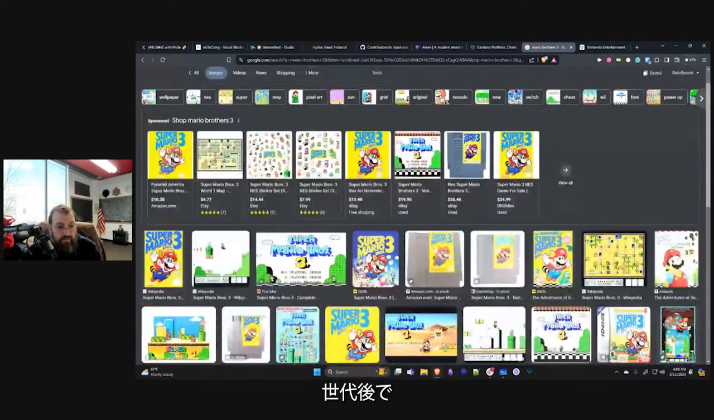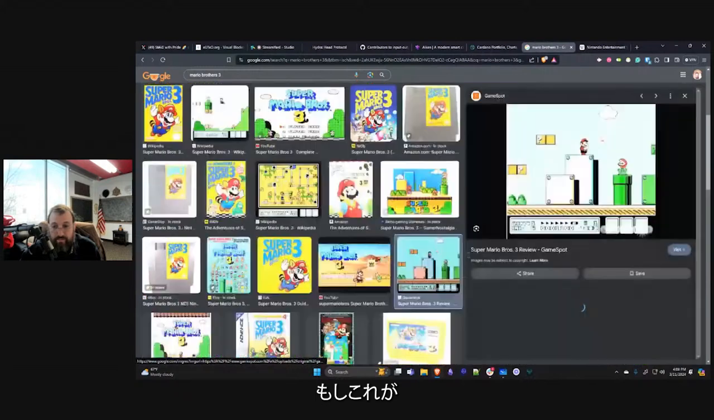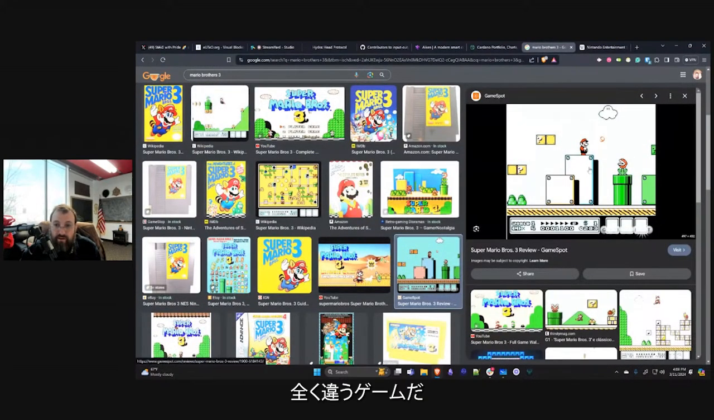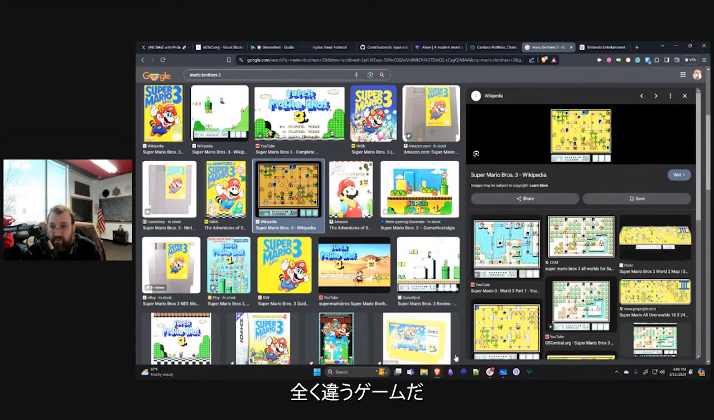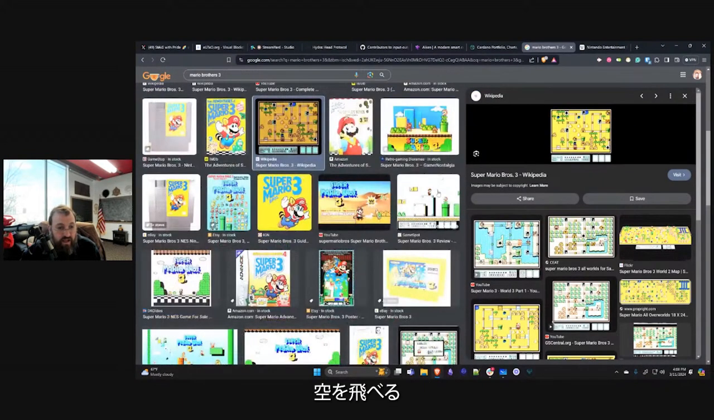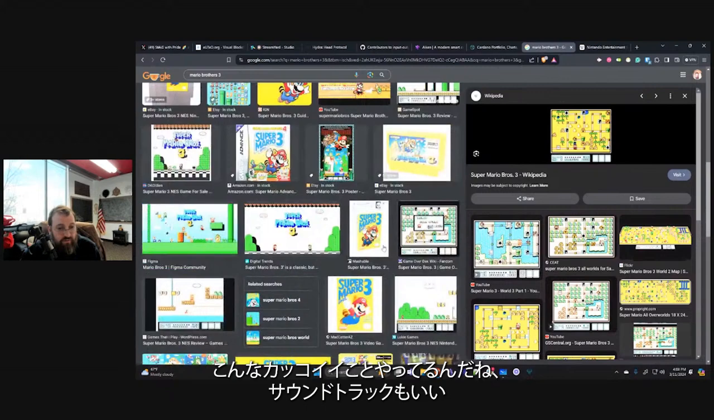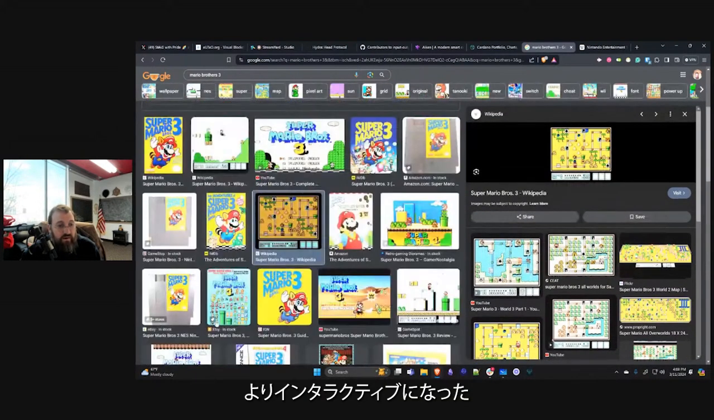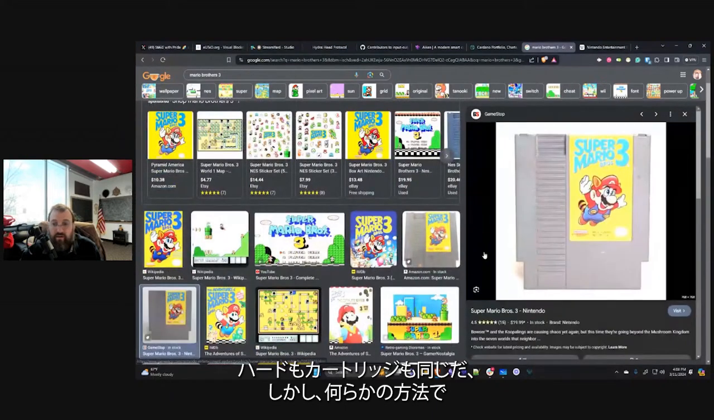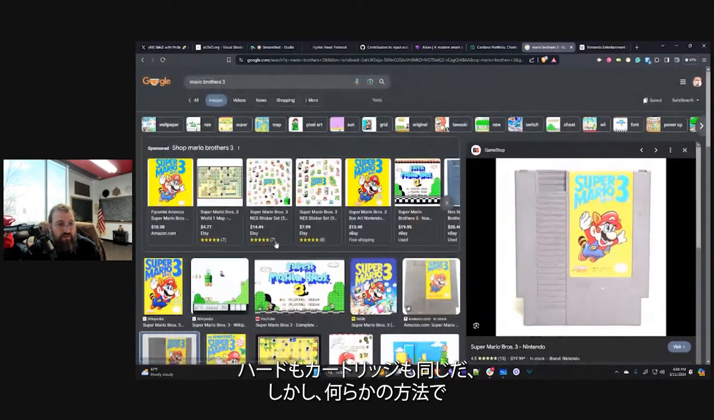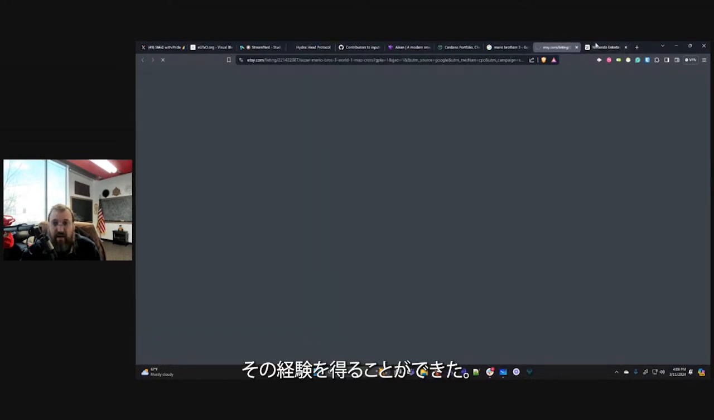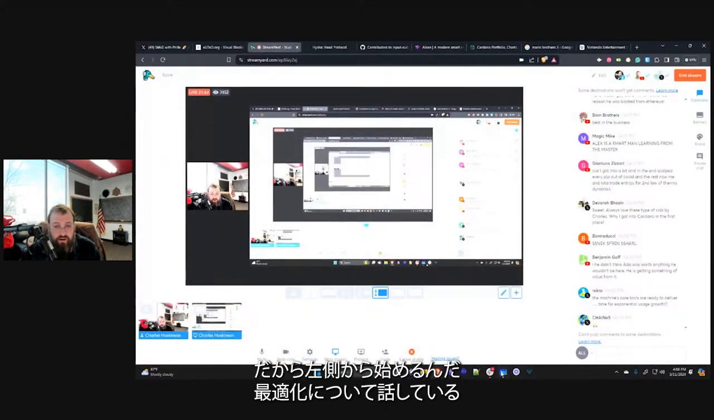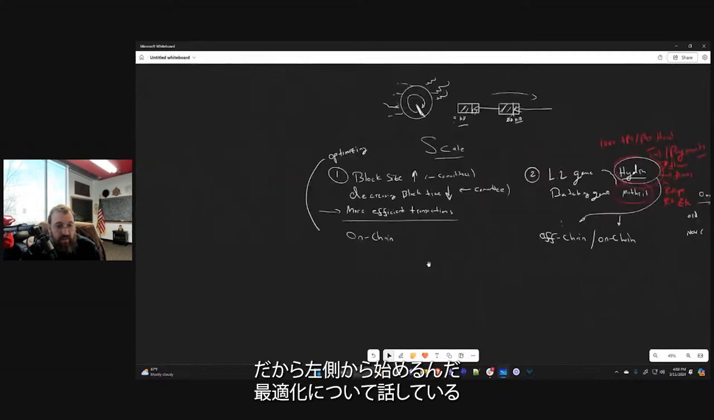Generation later, get this. No changes in the underlying hardware. How about that? Look at that. Radically different game. You have overland maps. You can fly in the air. So you're doing all this cool stuff. Much better soundtrack, much more interactive. Very same hardware, same cartridge. But somehow, some way, they were able to get to that experience. Isn't that pretty remarkable? So that's why you start on the left-hand side and you talk about optimization.